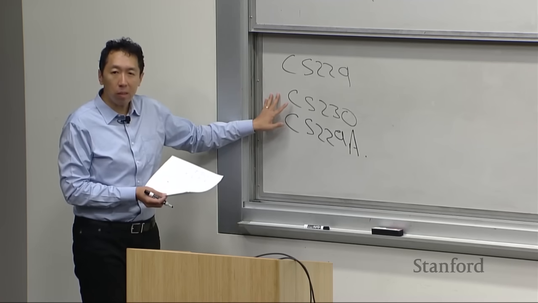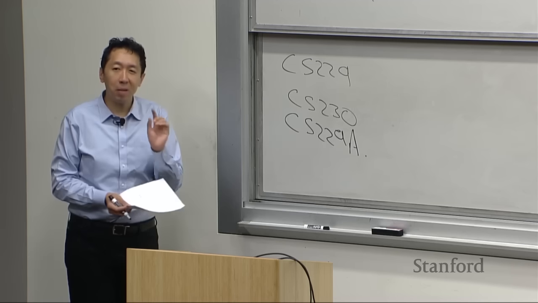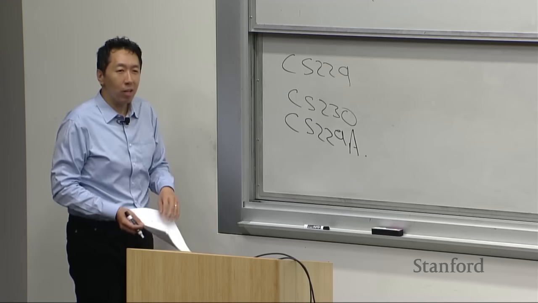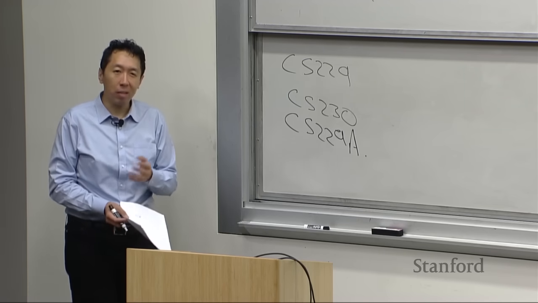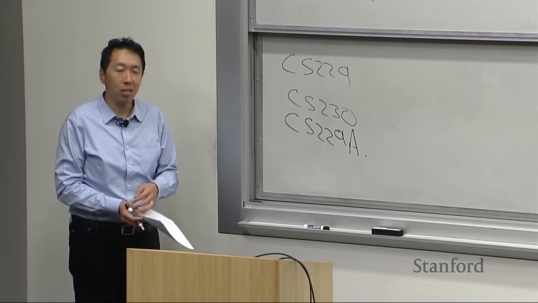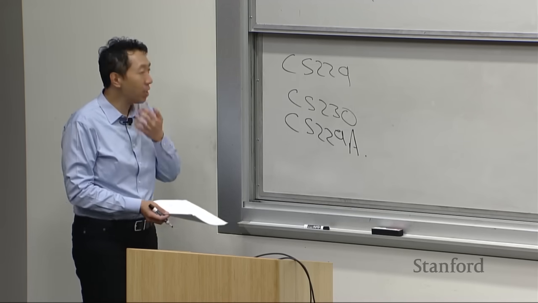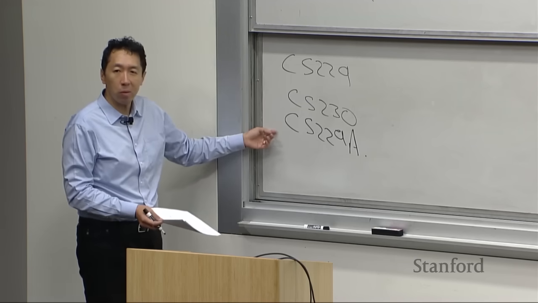But CS230 focuses on deep learning, which is just one small subset of machine learning, but it is the hardest subset of machine learning. Whereas there are a lot of other machine learning algorithms, from PCA, k-means, recommender systems, support vector machines, that are also very useful, that I use in my work quite frequently, that we don't teach in CS230, but that are taught in CS229 and CS229A.